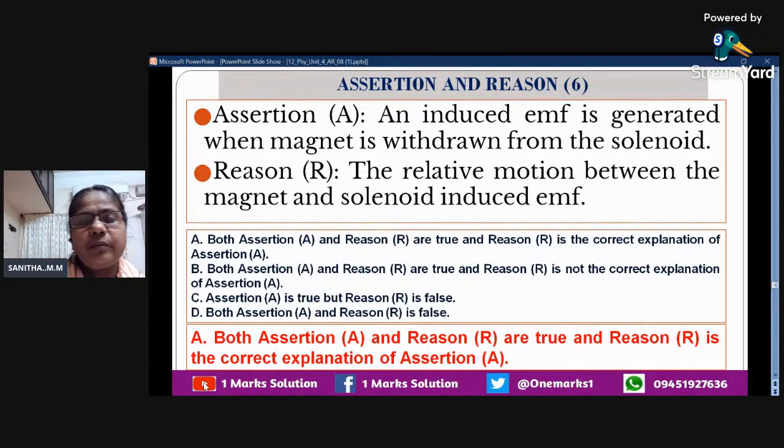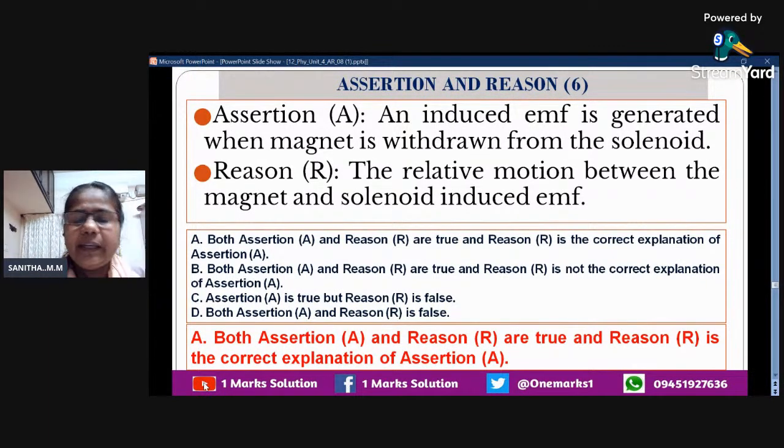What is the statement given as the reason? The relative motion between the magnet and the solenoid induces EMF. Why is the induced EMF produced? Because of the relative motion. That is correct. If there is a relative motion, then only we can say EMF will be induced. The magnet is moving, isn't it? Either the magnet or the solenoid, if you are moving, you will get the induced EMF. So the answer is option A.